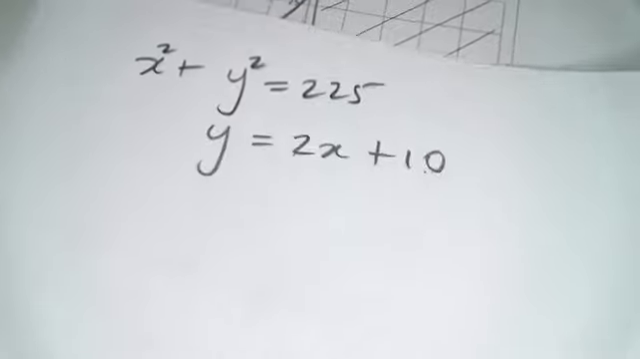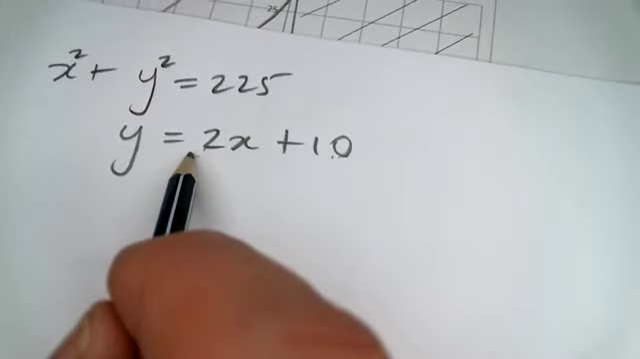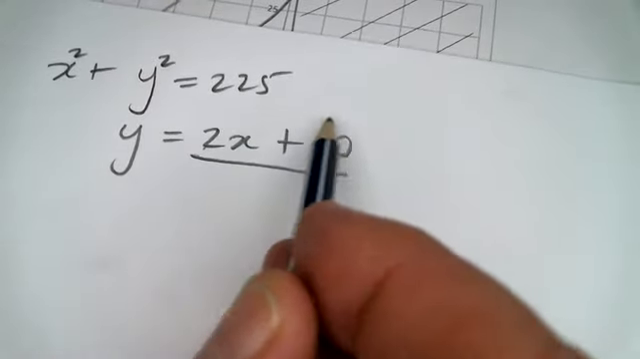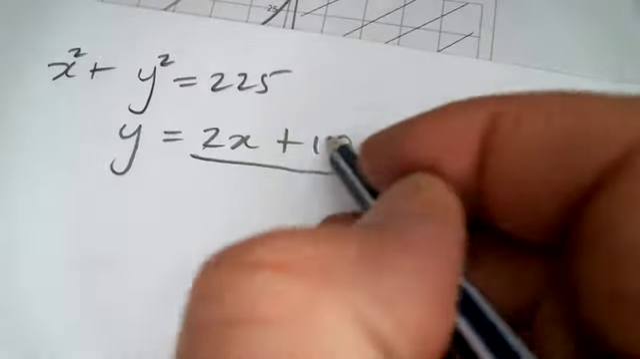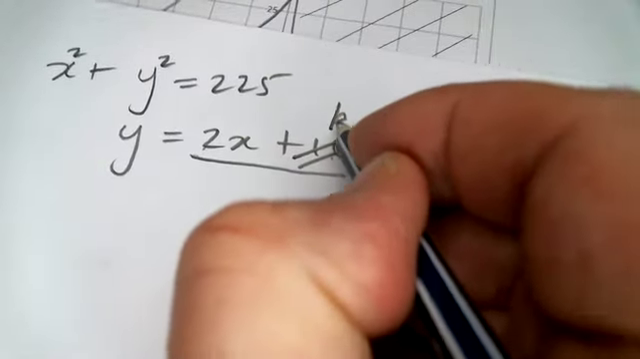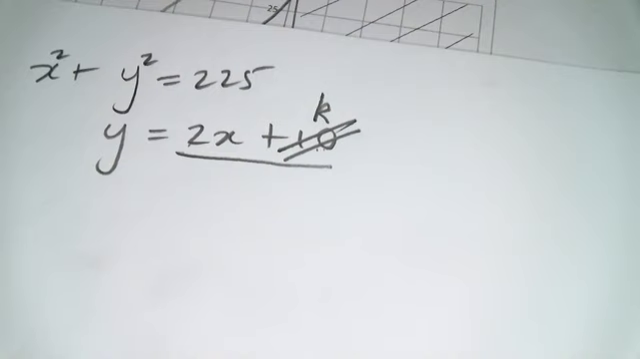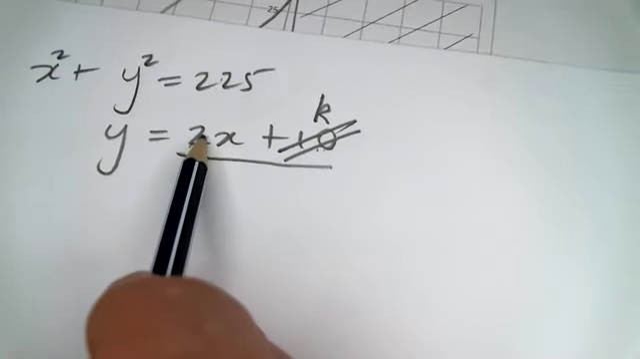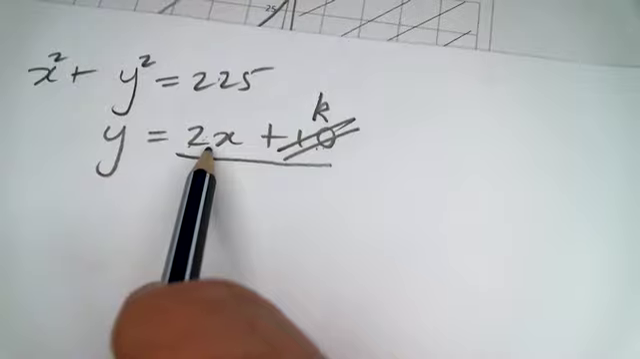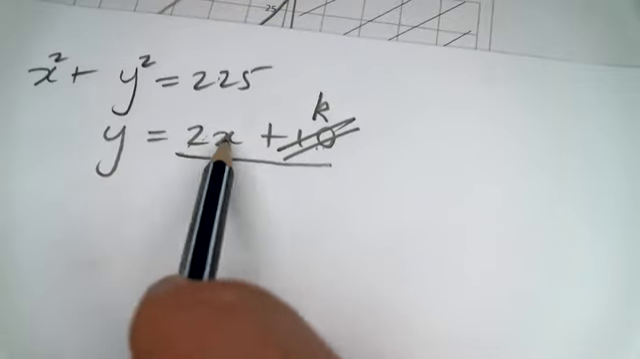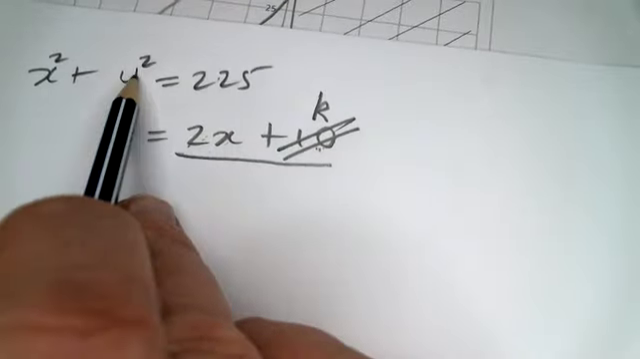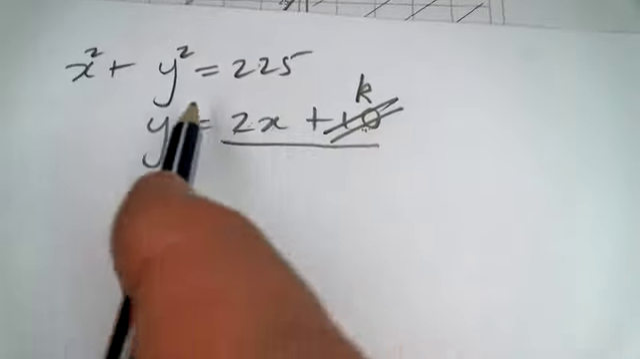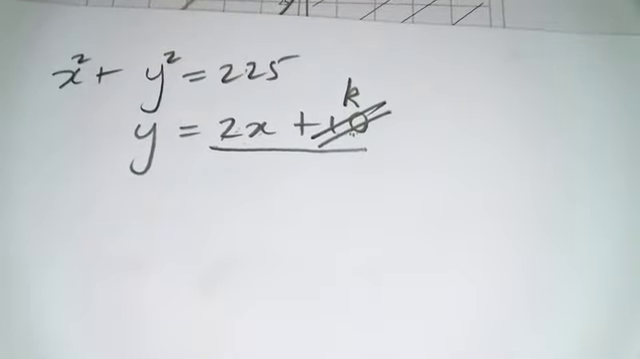So to find that, instead of writing the equation of the line with the intercept of 10, we're going to take that 10 off, and we're going to change it to a value of k. So now I'm going to recalculate this and look for the points where this and this meet. In other words, we're going to use simultaneous equations, but rather than putting a 10 into this equation, we're going to use a k. So let's do that now.